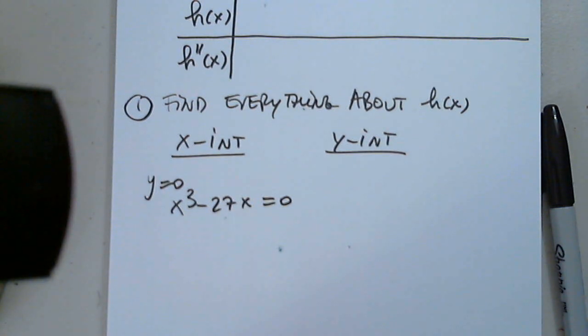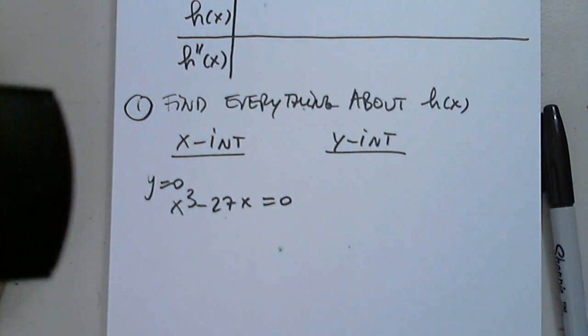So the coefficient of x cubed is 1. What is the coefficient of x squared? Zero. Perfect. What is the coefficient of x? Negative 27. Yes, negative 27. And what is the free term, or the last coefficient, in other words? 0. Perfect.